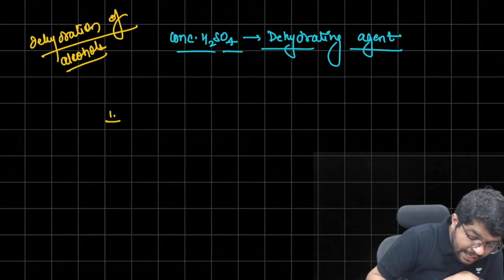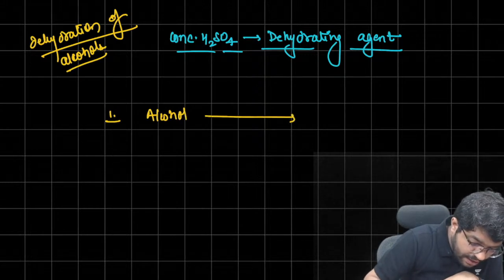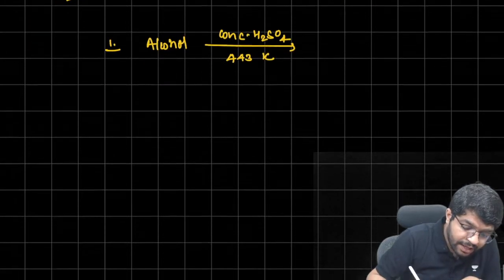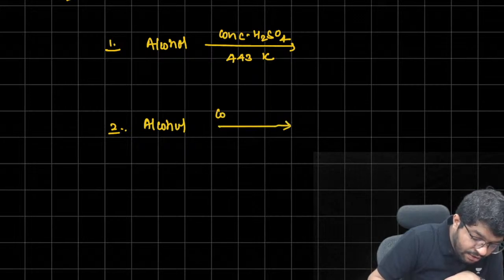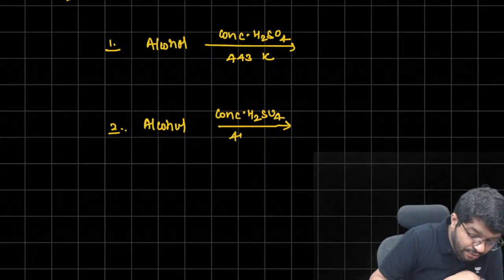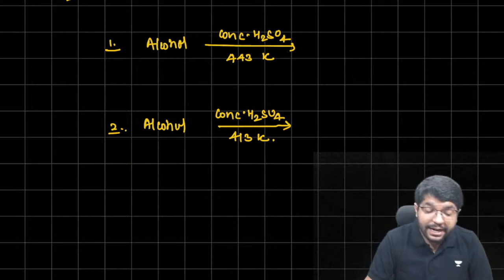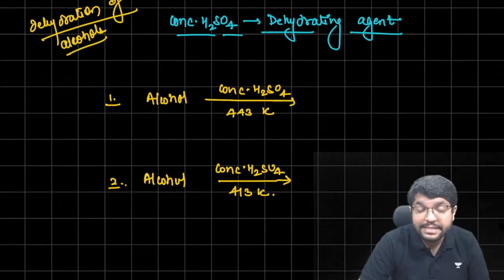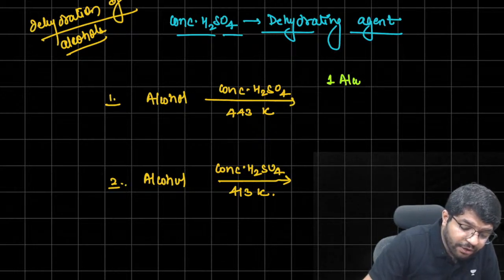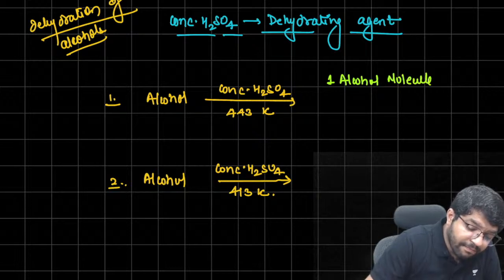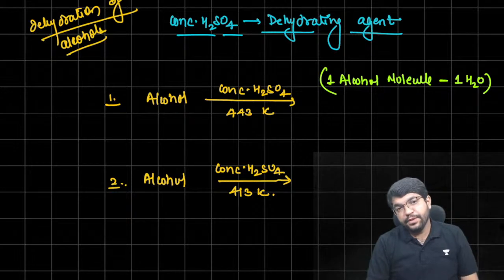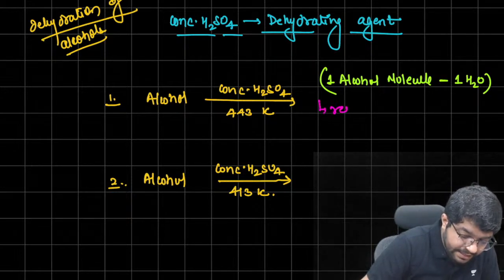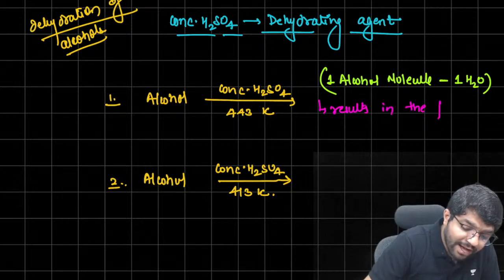Number one is alcohol reacting with conc H2SO4 at 443 Kelvin. And second is the same alcohol reacting with conc H2SO4 at 413 Kelvin. At 443 Kelvin, one alcohol molecule minus one water gives an alkene. It results in the formation of alkene.